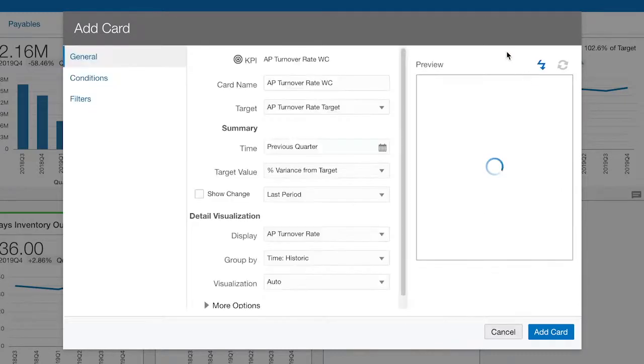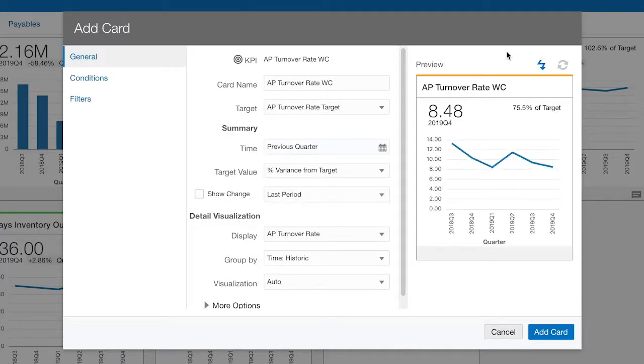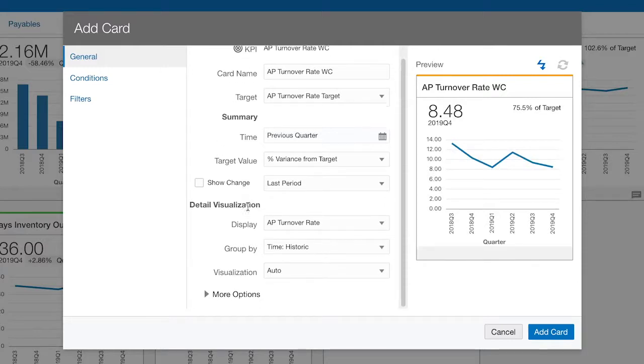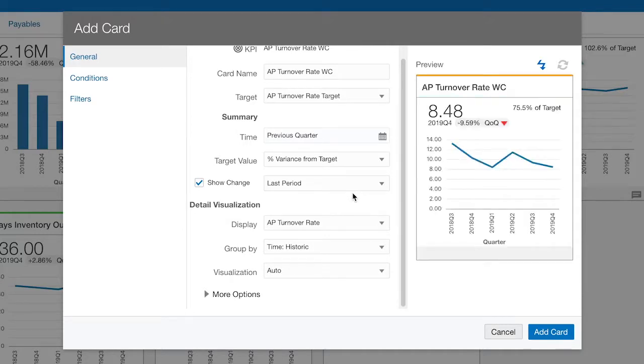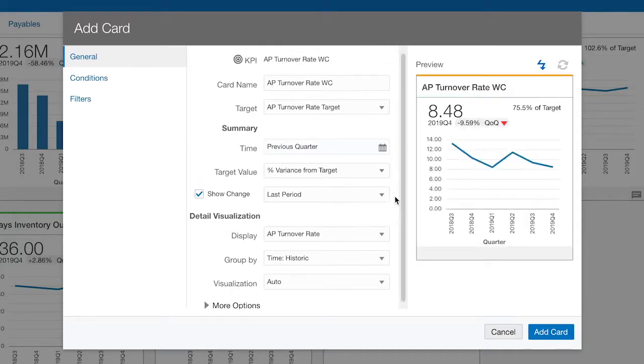The financial manager also wants to personalize this card a bit more before he adds it to his deck. By customizing it, he's going to include a metric that shows him how much they're paying back quarter by quarter. Once he includes this metric, he sees that OAX has already put in a calculation and shows him that they're paying back their suppliers at a rate that is 9.559% lower than the last quarter.